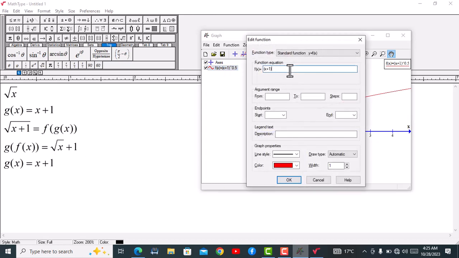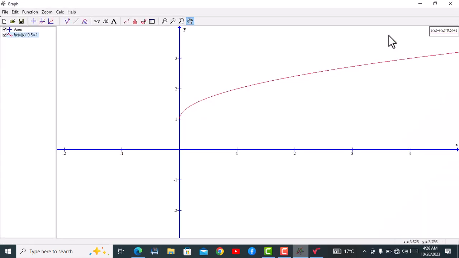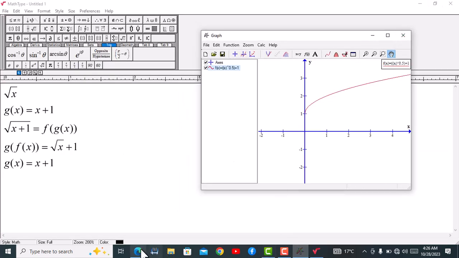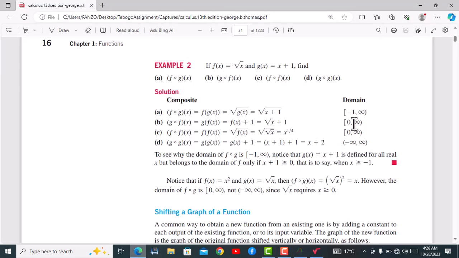Now let us investigate the domain here before we look at the answers. I'm going to edit this one. Now I'm drawing this function. I will just say x to the exponent of 0.5. Just to ensure that I don't make a mistake, I'm going to say plus 1. Let me draw that function. Now look at how that function looks. The function is defined at x equals 0. So the domain will be 0 inclusive to positive infinity.